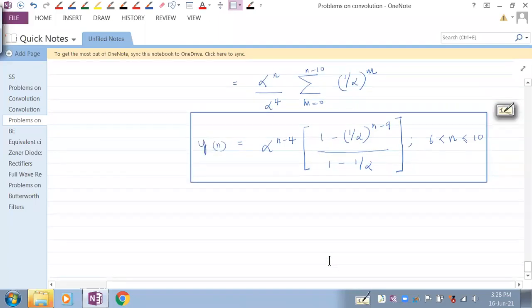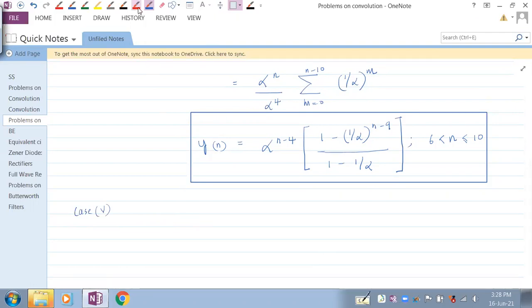Fine. What is the last case? Case number 5. Let me show that. Case 5 is this. You have the stationary signal. Let me do that in red. This is the stationary signal going from 0 to 4.